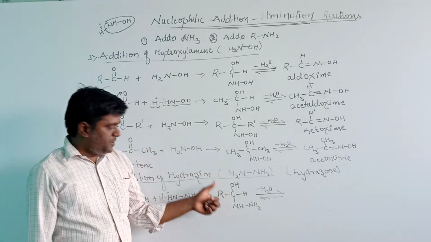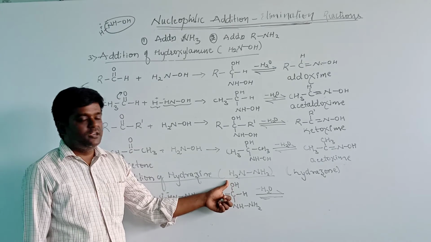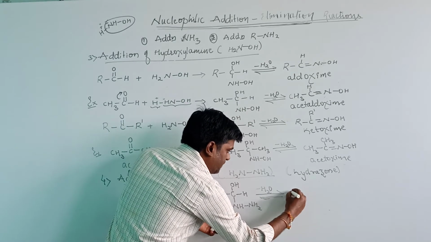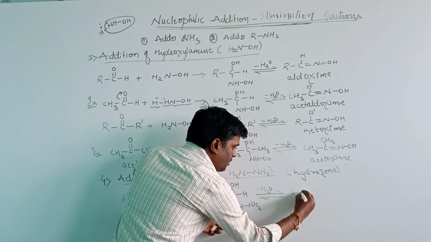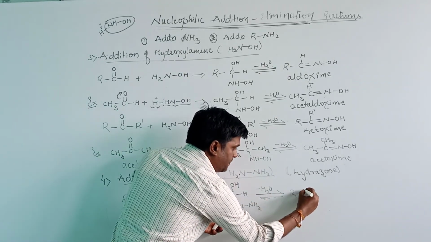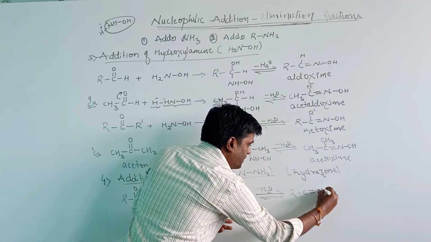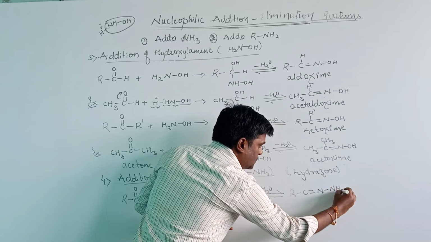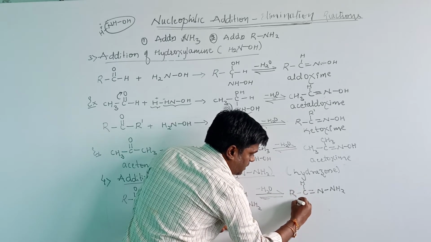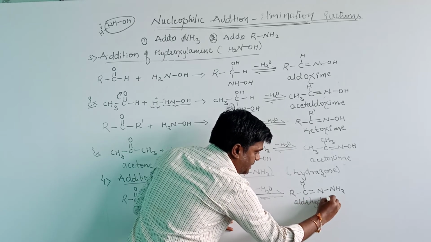During the removal of water, one of the hydrogens which is attached to the nitrogen combines with the OH group and gets converted into a water molecule, and gives the compound, that is hydrazone. We are using aldehyde here. The product will be the aldehyde hydrazone, that is R C H double bond N NH2. Such types of compounds are known as hydrazones. Aldehyde is there, therefore it is known as aldehyde hydrazone.